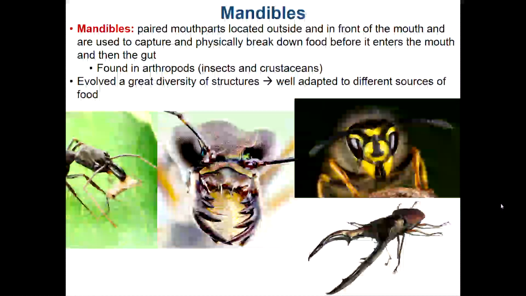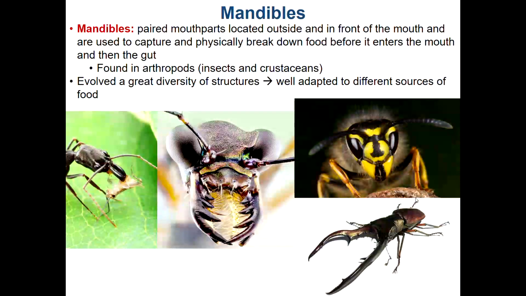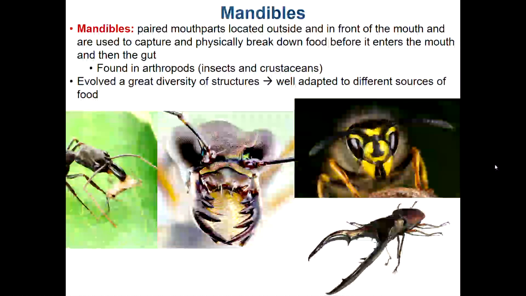They have evolved a great diversity of structure, and so they're well adapted for different sources of food. So you have this ant that's eating another insect, but you can have something like a wasp that's going to feed on pollen. And so there's a wide range of structures, as you can see from these few examples here, of how mandibles have evolved to help insects eat a variety of different types of food.